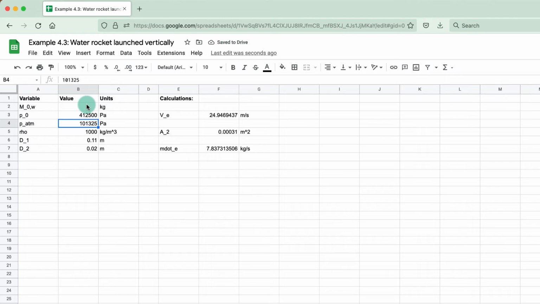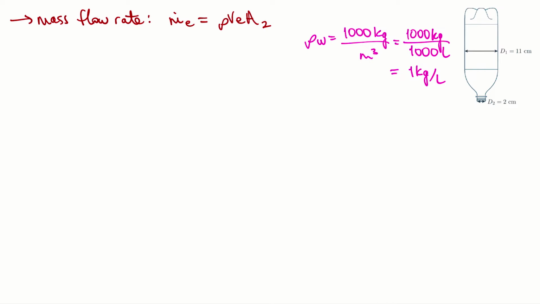But again, to start with, let's just imagine we're going to fill it half full. So I'll just put that in as 1 as a starter value. And as I mentioned, we'll go back and revisit that. That's going to be part of our design we're going to look at later. So for now we have an exit velocity and m dot e. Now we can go back to our momentum equation and finish solving that one out.